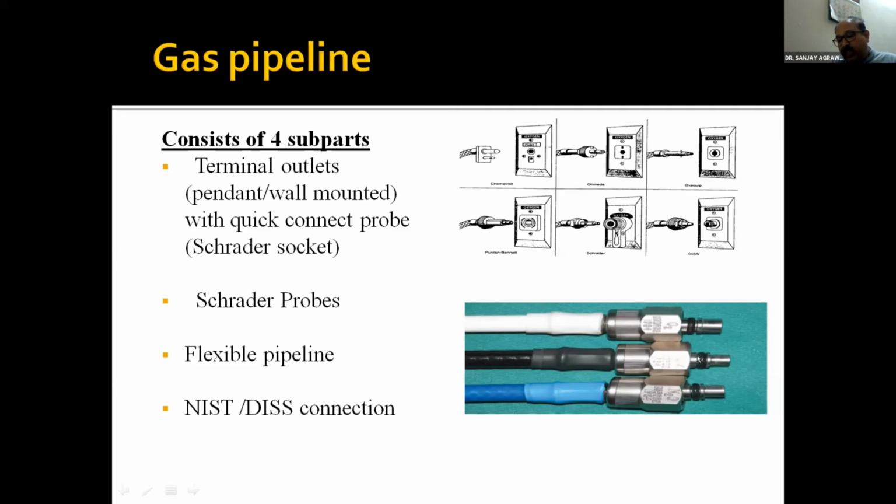Here what you can see are the depressions followed by these O-rings, and they are different for different gases. They fit into the anesthesia machine in their slots, which is very peculiar for each machine. Only when these O-rings fit in are we able to screw up these nuts. Because they are all coded, it is not possible to connect nitrous for oxygen or oxygen for nitrous or air. So this is DISS or NIST.